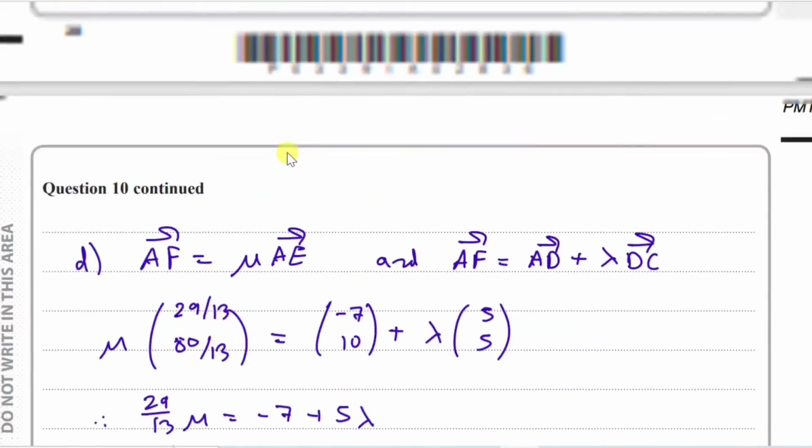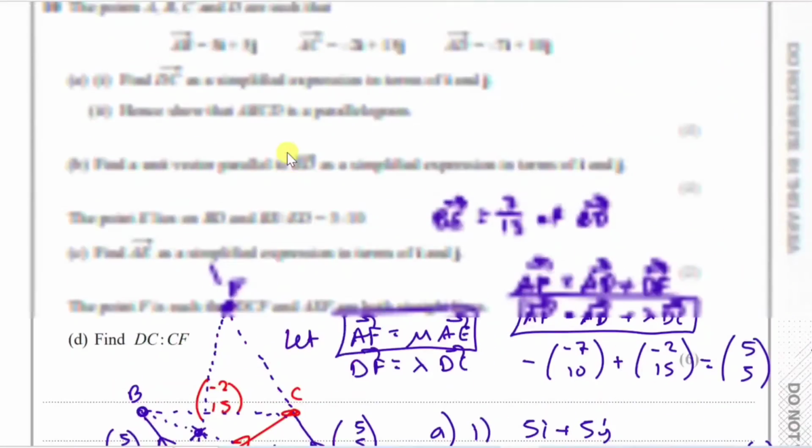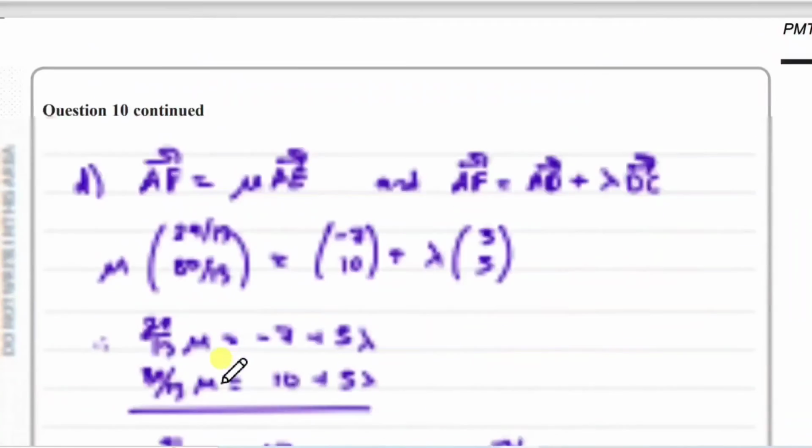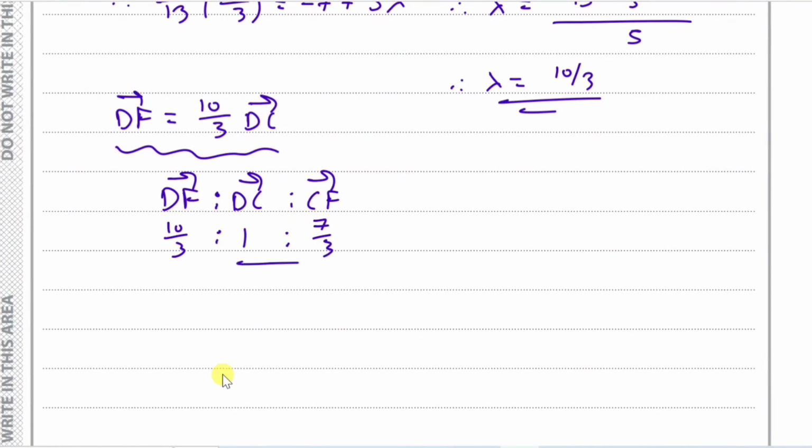And just double checking the ratio they actually want. They want the ratio of DC to CF. So yeah, your final answer would be these two components. You say therefore DC to CF is just 1 to 7/3. And yeah, we got it. That's how you do it.